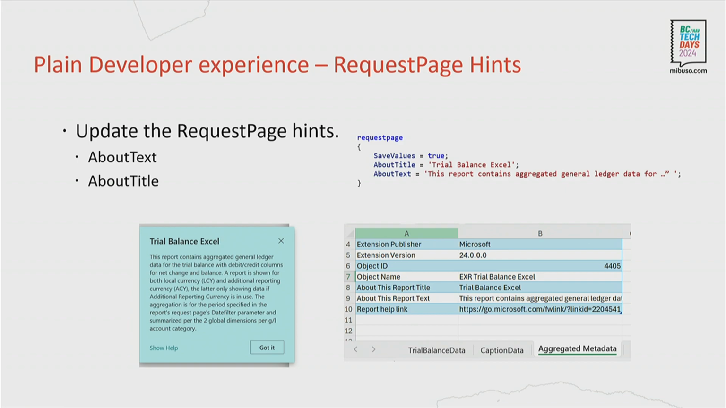One of the last things that you have to remember for request page, we have these about text, about title that some people will think sit on the report object and can't find them, but they are actually on the request page because it's a UI element. And we use these 2 strings for defining text that the user can see. For instance, this trial balance Excel dialog is shown when you show the request page for the report. And we also have it in the aggregated metadata sheet, where we have the 2 strings that you can use in your workbook.